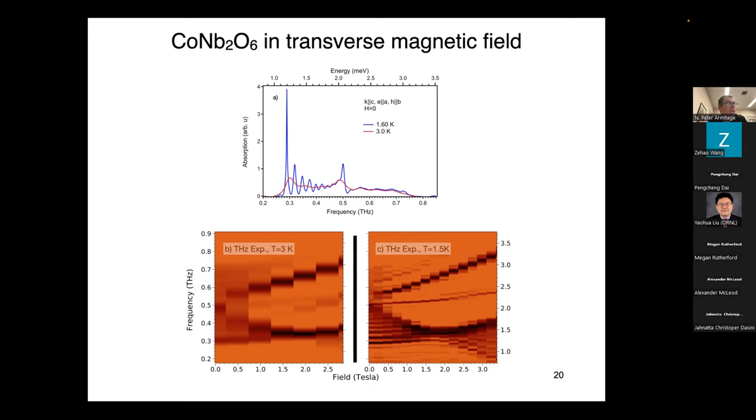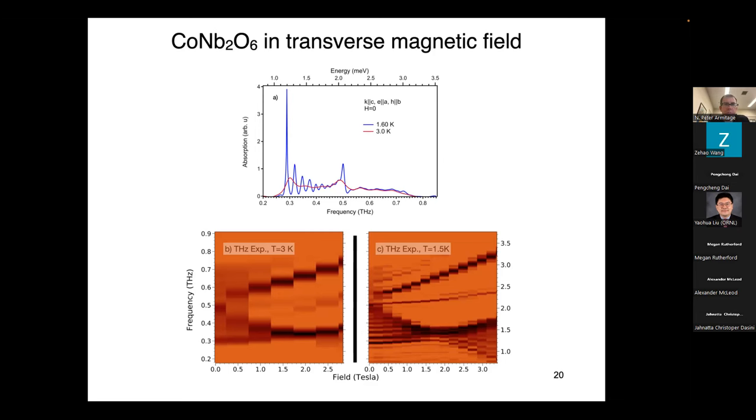You can also see in this data, the data at the bottom is a plot at 3 Kelvin and 1.5 Kelvin with the susceptibility plotted out of the page. Regions of large susceptibility are there in black. And we've applied the transverse magnetic field. We believe the critical point is around 5.5 Tesla. And again, you can see quite dramatically this very pronounced narrowing of the spectrum as you apply the transverse field.